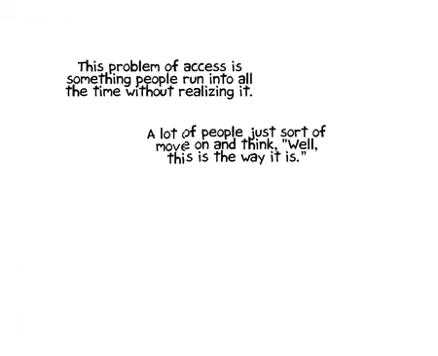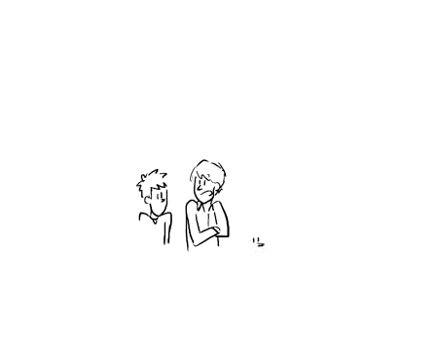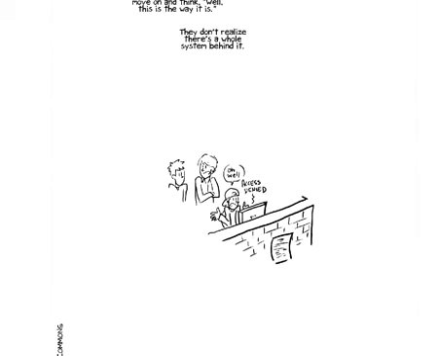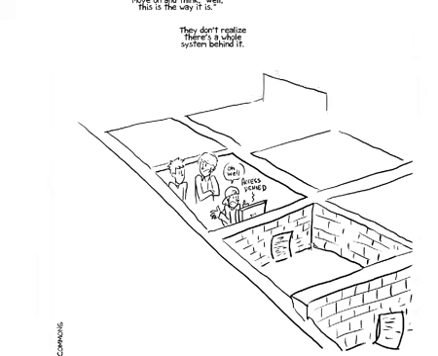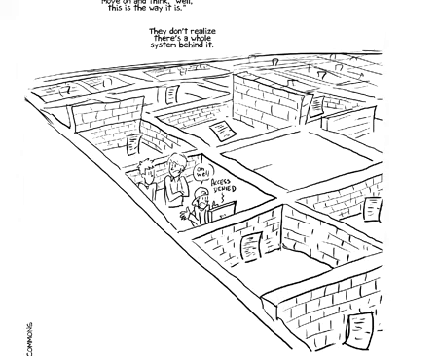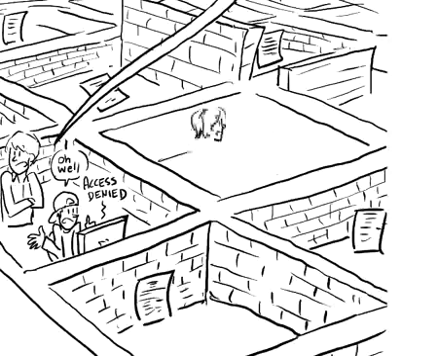So I think this problem of access to research is one that people run into all the time, but it's not one that they realize. I know when I was a student, whenever I would be doing research and come across a great abstract and not have access to it, I just moved on and thought, well, this is the way it is. I didn't really realize that there was a system behind this that was causing me to not have access. And I think students' educations literally depend on access to the journal literature. I mean, professors can only teach what they have access to.